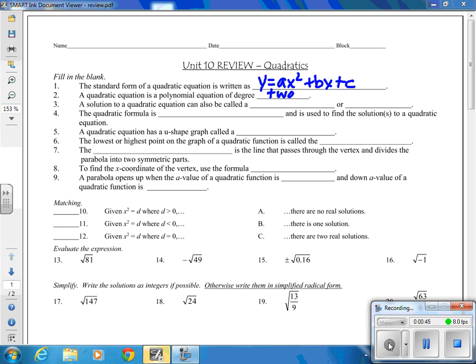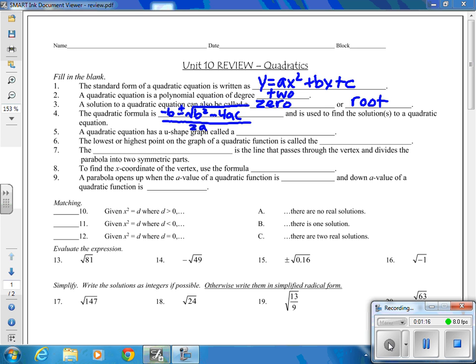Number 3, a solution to a quadratic equation can also be called a zero or root. Okay? And yes, it can also be called x-intercepts. Right? So if you had that down, that would still be acceptable. For number 4, the quadratic formula is negative b plus or minus the square root of b squared minus 4ac all over top of 2a. And that is used to find the solutions to a quadratic equation.